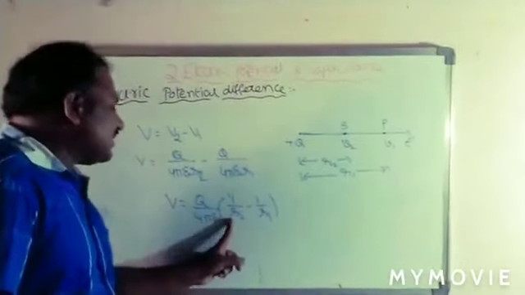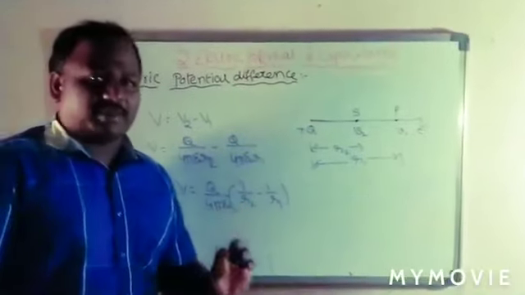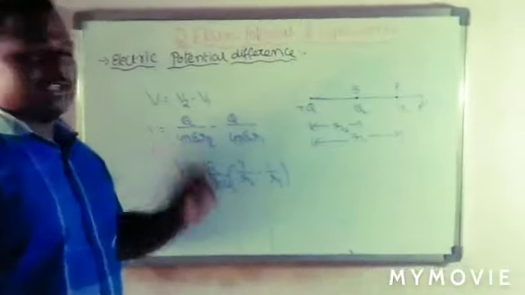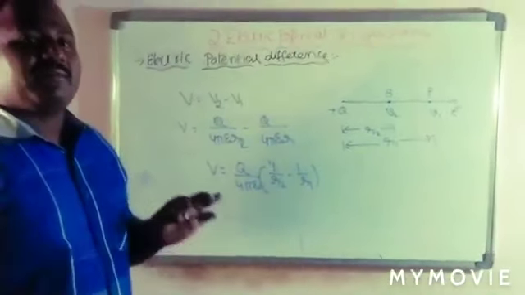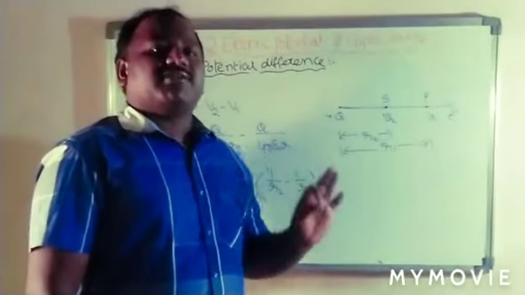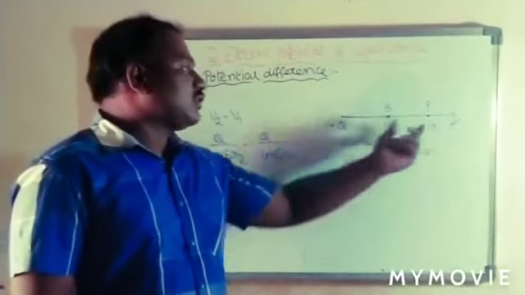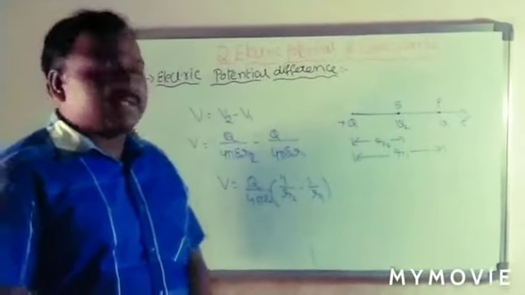So the least distance minus the higher distance can be taken, then only we can get the positive value. So the potential difference between any two points can be defined as the difference of the potentials between those two points due to the point charge.